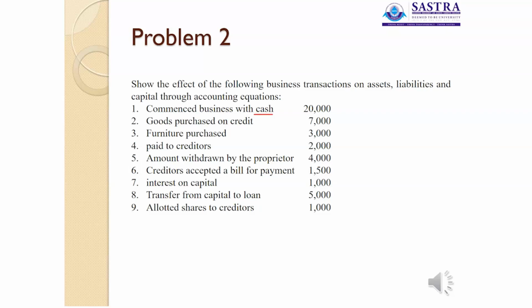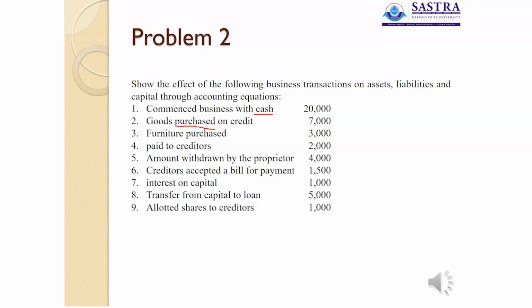Then the next transaction is goods purchased on credit. Here the purchase account and another one is the creditors account, rupees 7,000. Goods come into the business, so automatically the stock value increases. So here assets increase and liabilities also increase. So increase in assets and increase in liabilities, rupees 7,000.